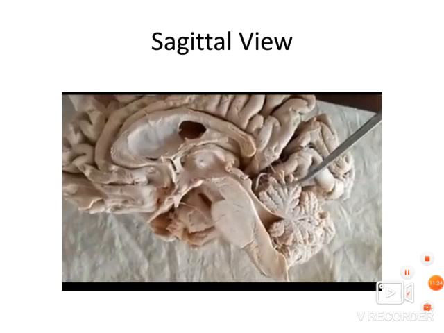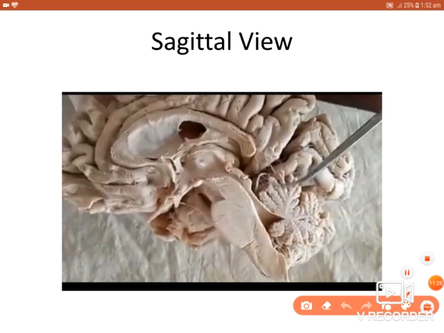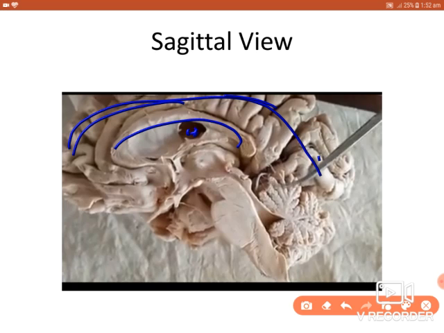Then again coming to the sagittal view of this brain, here this is the medial surface of this cerebrum, corpus callosum, lateral ventricle inside this cavity. This is the interventricular foramen. Here we'll get the third ventricle, cerebral aqueduct. This is the fourth ventricle. This is the midbrain, pons and medulla.